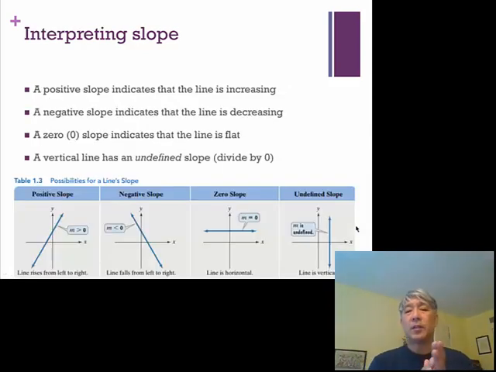So let's interpret that slope, okay? Because that m tells us, we can learn a lot from that m, okay? If m happens to be positive, greater than 0, okay, it means that your line is increasing.